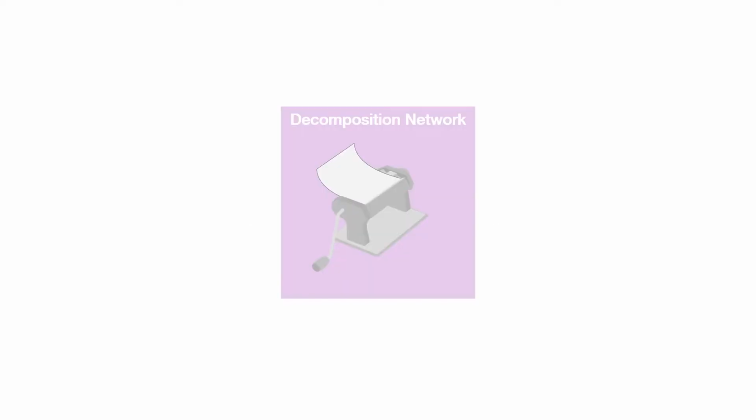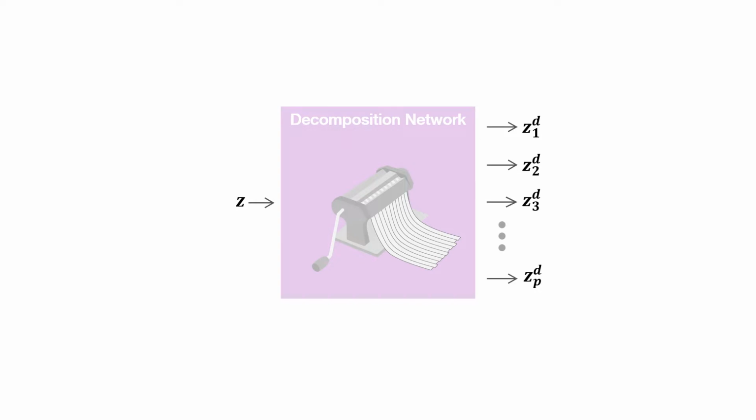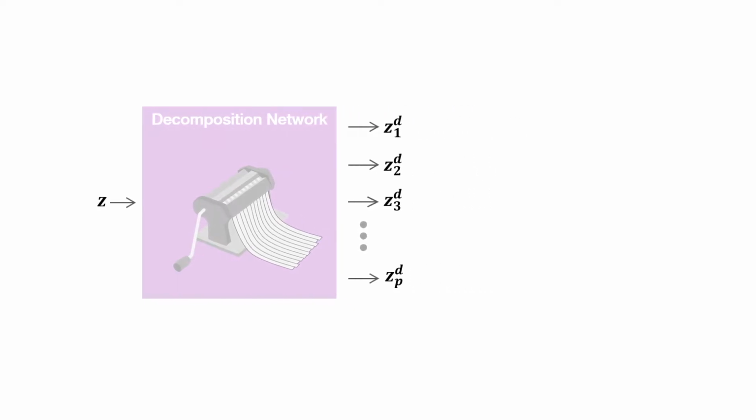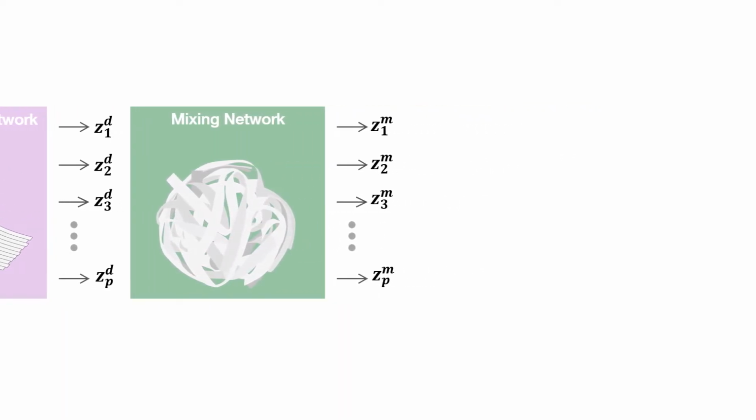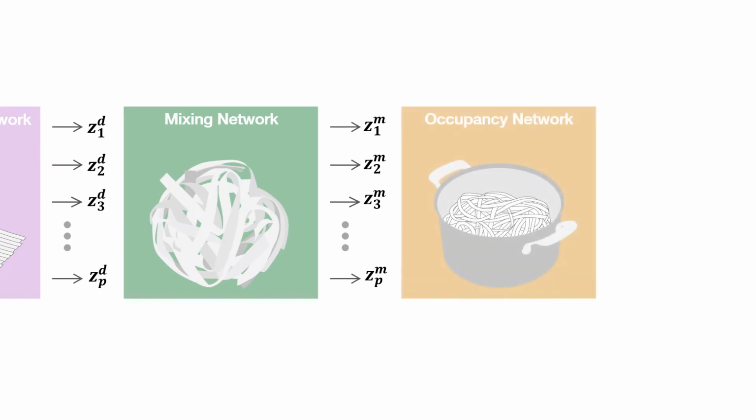Our network is composed of 3 sub-networks. The first, the decomposition network, receives a global shape vector, Z, and outputs a set of part vectors, ZD. The part vectors continue through a mixing network that outputs the mixed embeddings ZM. Finally, we get the implicit shape in the form of an occupancy network. The occupancy network receives 3D coordinates and outputs their occupancy indicator, conditioned on the mixed part vectors.